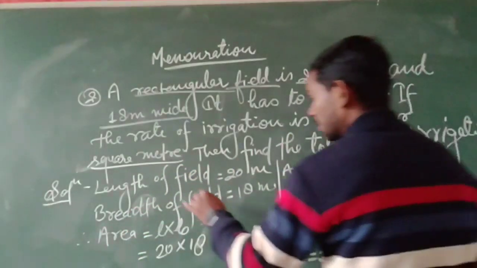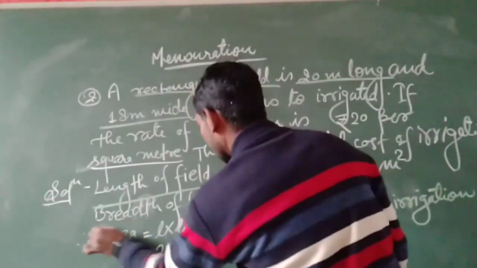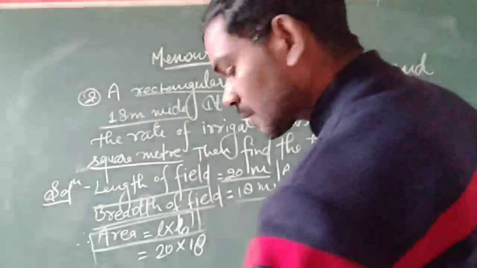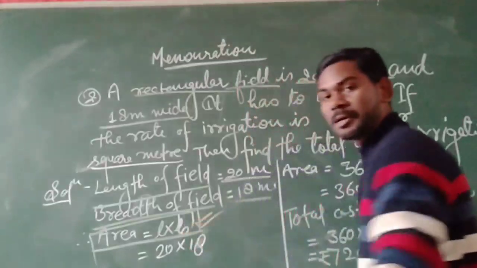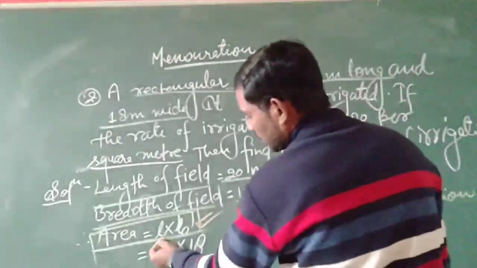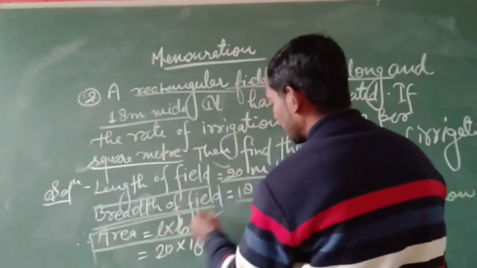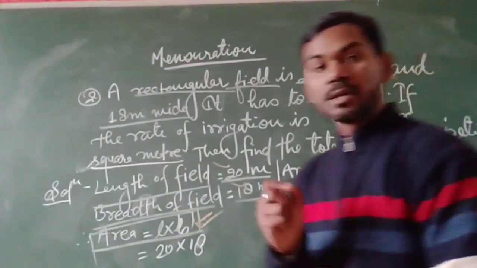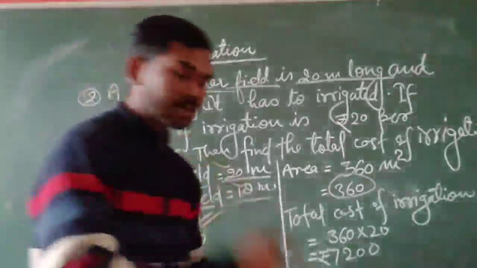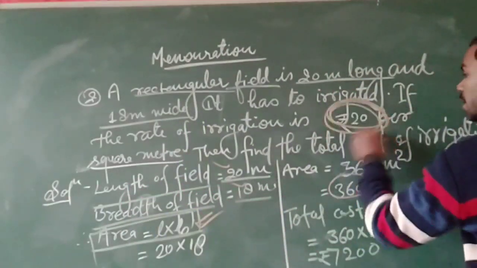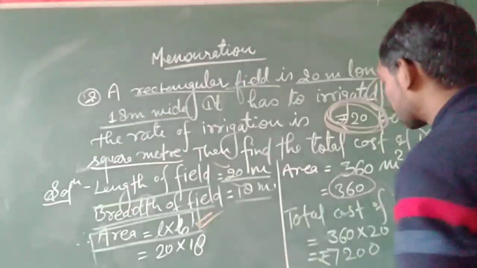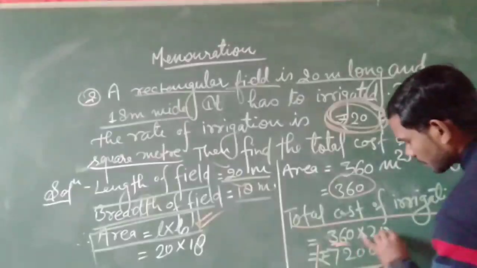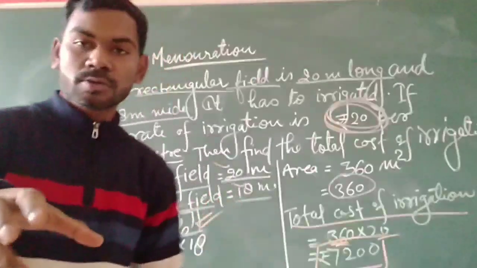Here, the length of the field is 20 meter and the breadth is 18 meter. Area is given by the formula L into B. The product of length and breadth is called the area. Now put the value. The value of L is 20 meter and the value of B is 18. Now multiply, we get 360 meter square. 360 meter square is the area. Since the rate is 20 rupees, we multiply 360 by 20, and we get 7,200 as the total cost of the irrigation.